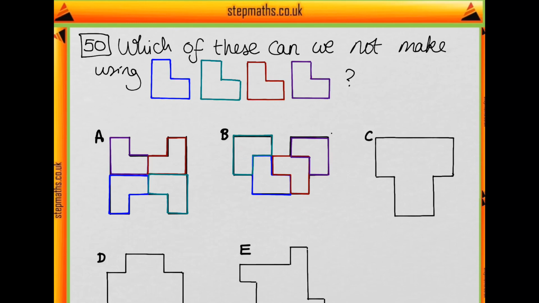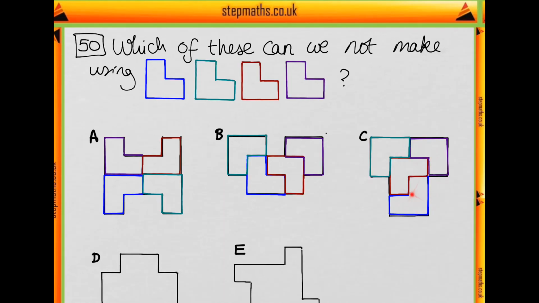So have a go at doing C now. You might be able to use some of the things you used in B to do a similar thing for C, because it's quite a similar shape. We've got this rectangle here, so have a go at doing that now. So this is how we've formed C.